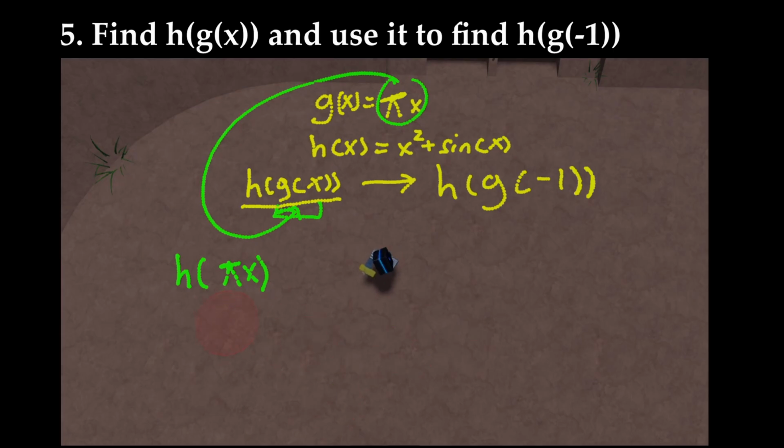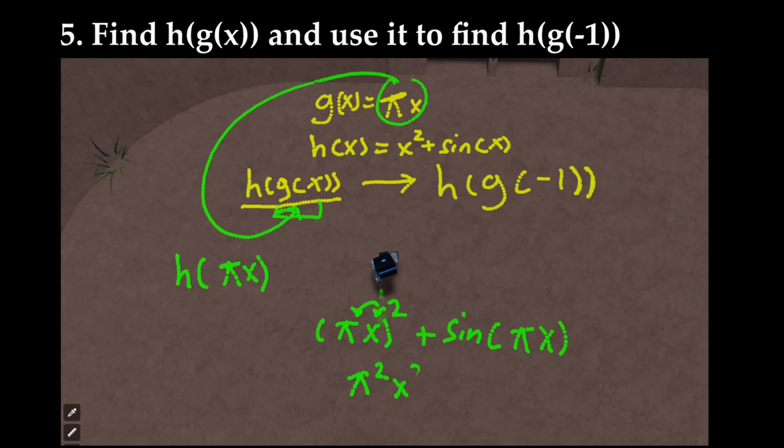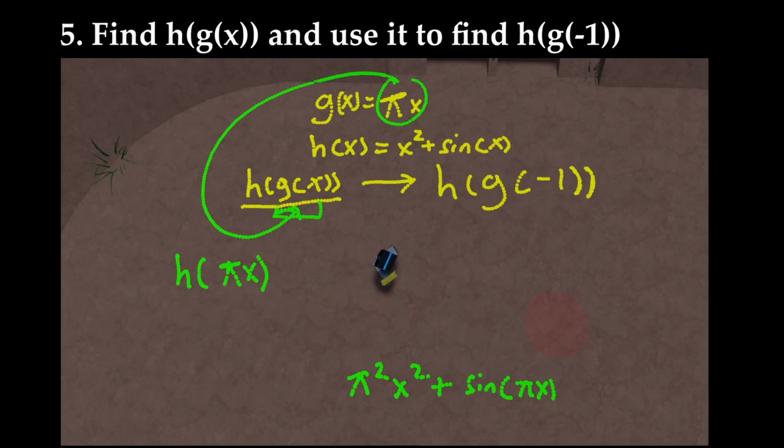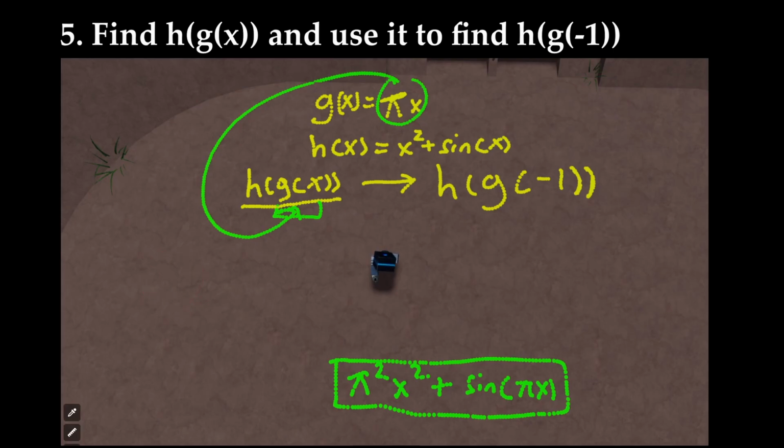So we have x squared. Well, that'll now become pi times x squared plus, and then sine of x now becomes sine of pi times x. And then to just simplify this, the square distributes to the pi and the x. So we have pi squared times x squared, then plus sine of pi times x. And just like that, we have found h of g of x is this function right over here. So now we need to evaluate it at minus 1.